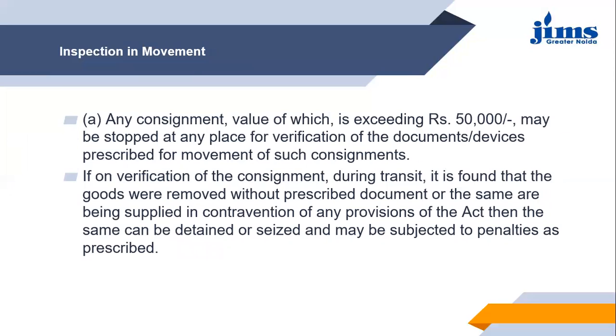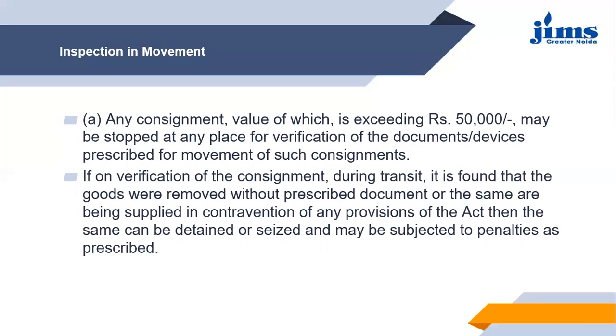Then it says inspection and movement. First point, any consignment the value of which is exceeding 50,000 may be stopped at any place for verification for movement of such consignments. So any quantity of goods having value more than 50,000 can be stopped at any place, and inspection can be done without any written authorization also.